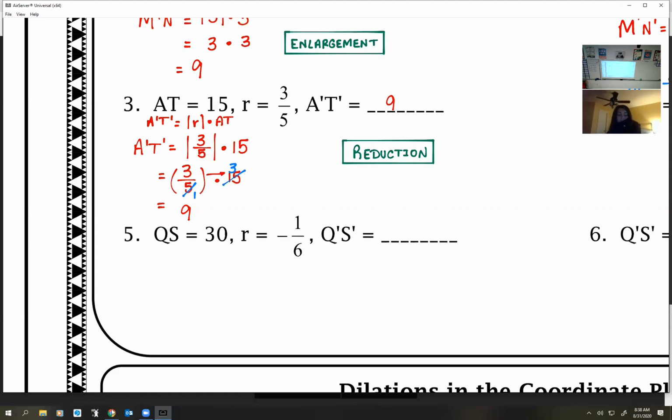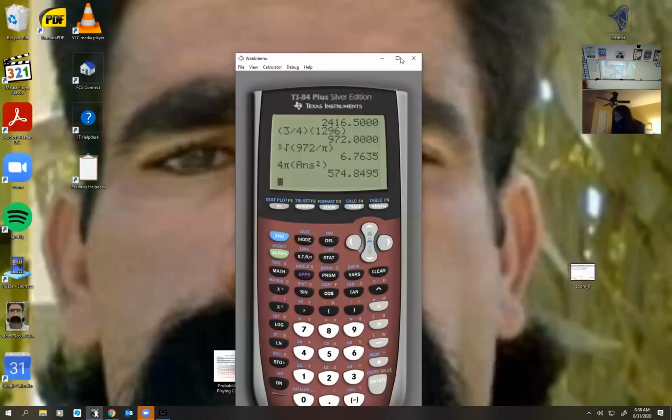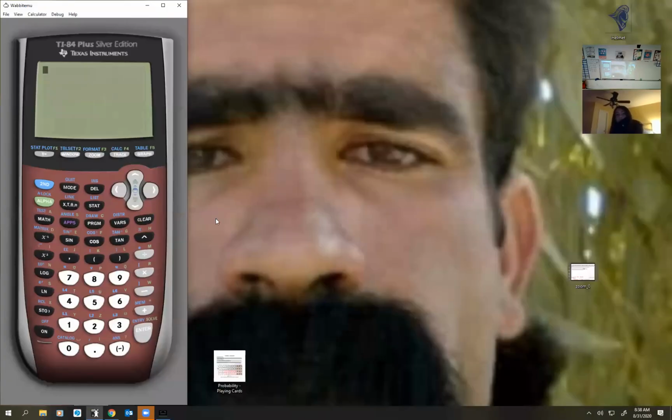It's okay. How about this? Let's check out the old Wabbit. Let's see what the Wabbit tells us. You wascally Wabbit. So if I pull up my calculator, and I say 3 divided by 5, is it going to be bigger than 1 or less than 1? Less. So is it a reduction or an enlargement? Reduction. Why?